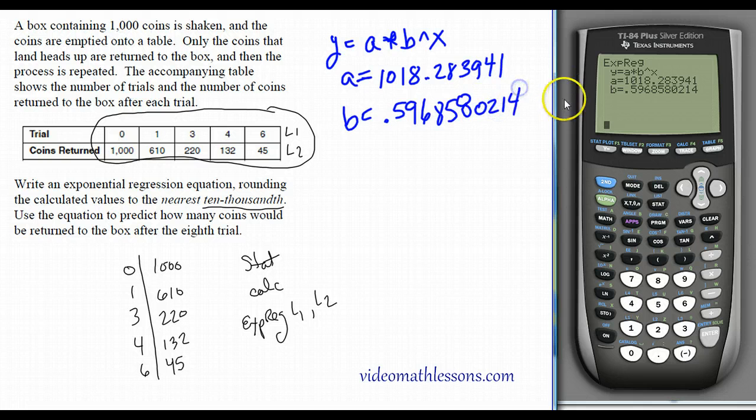8580214. Okay, now it says nearest 10,000th. Well, that'd be tenths, hundredths, thousandths, 10,000ths. They want 4 decimal places. So now I'm ready to write my thing. Y equals, I'm going to round this to 4 decimal places. I'm looking here.